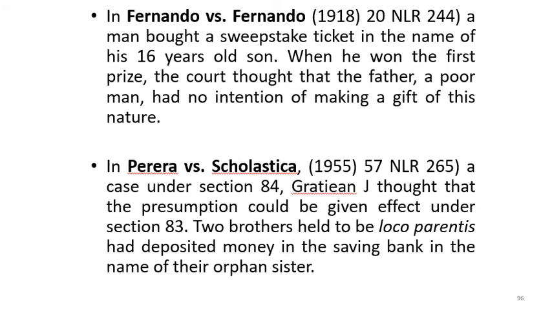Likewise, Pereira versus Solistica. This is a case under section 84. Gratian J thought that the presumption would be given effect under section 83. Two brothers, held to be in loco parentis, had deposited money in the savings bank in the name of their sister, because the father and mother were dead.